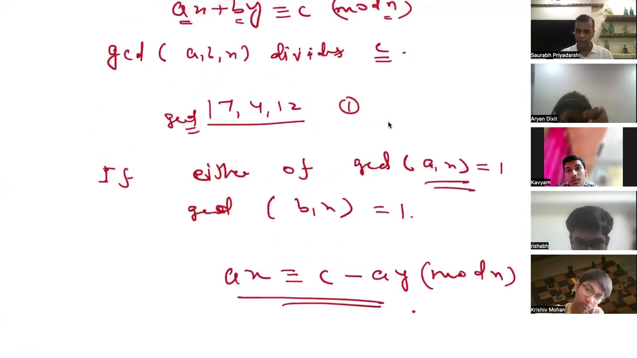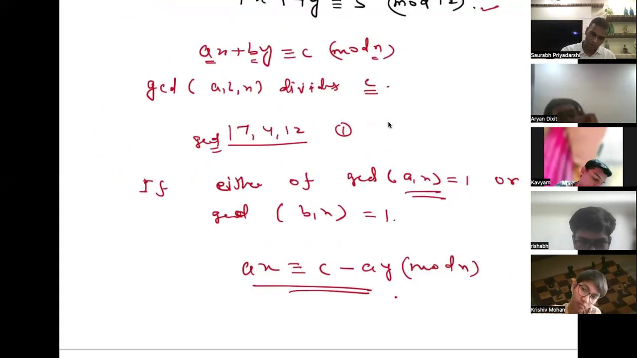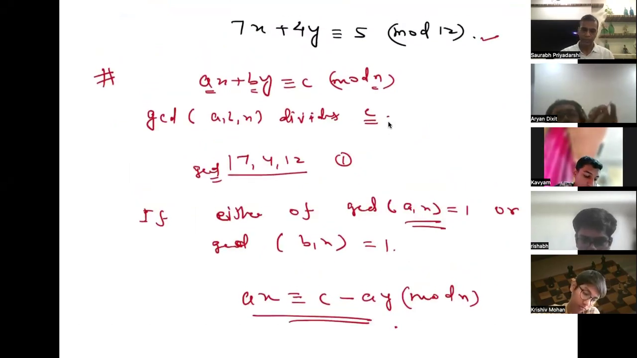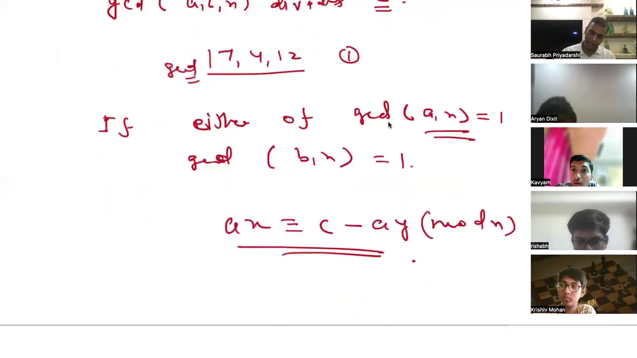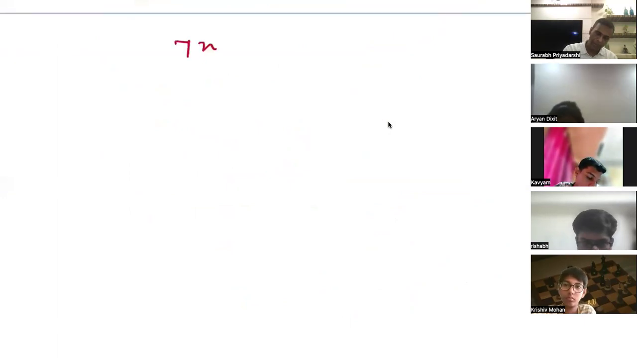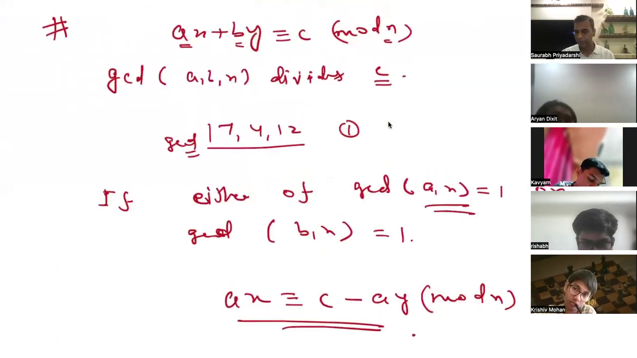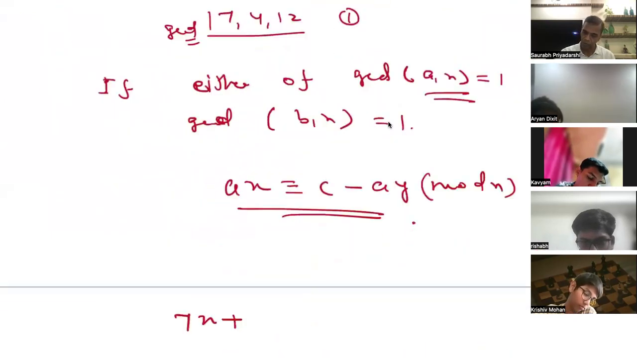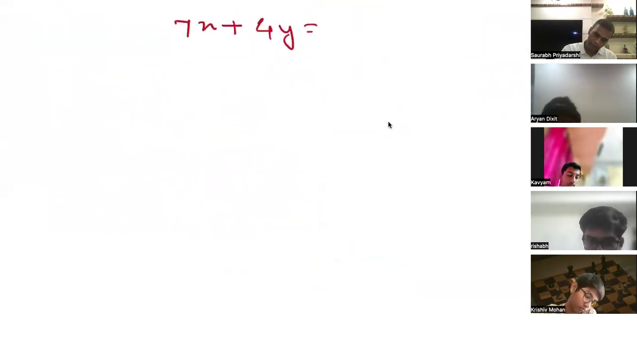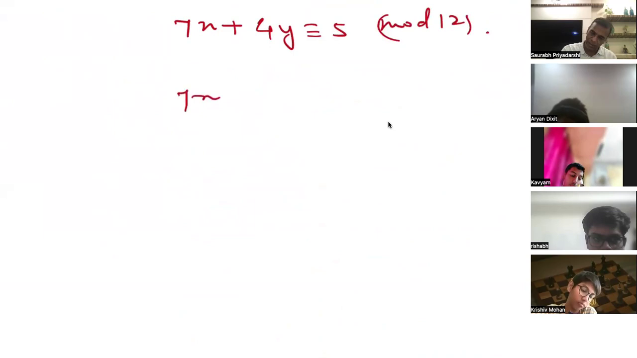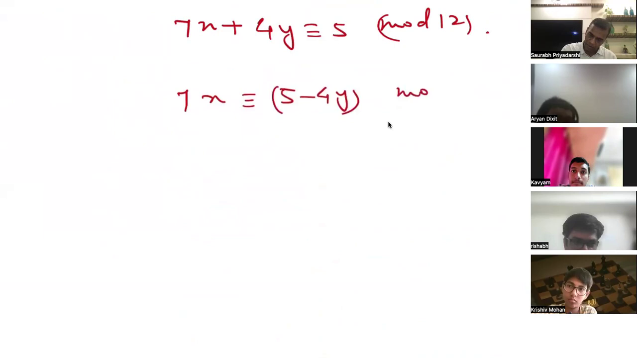So this is the thing you have to remember. From that, I can say that 7x plus 4y congruent to 5 mod 12. So I can write down 7x congruent to 5 minus 4y mod 12. Right?